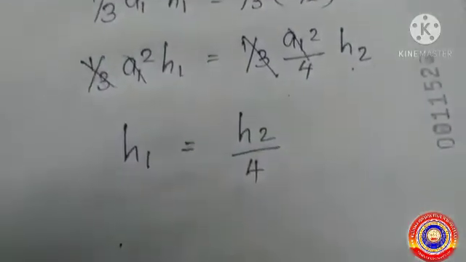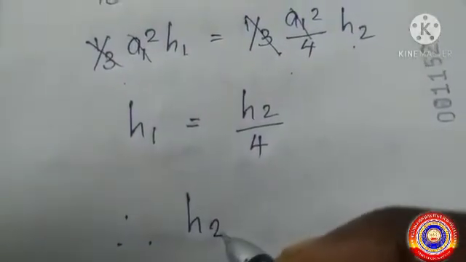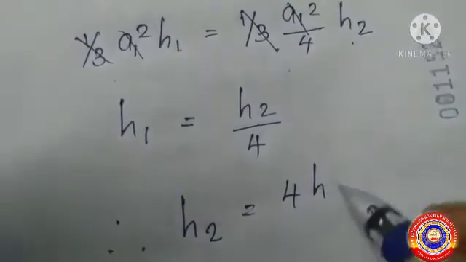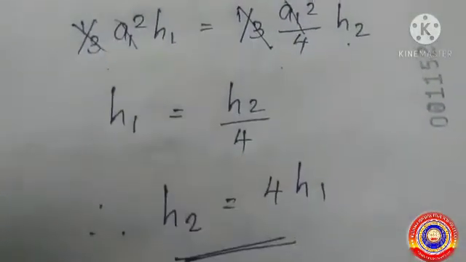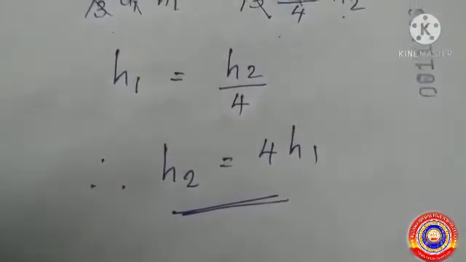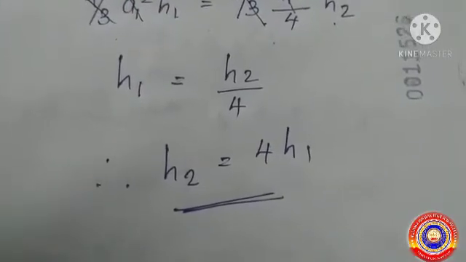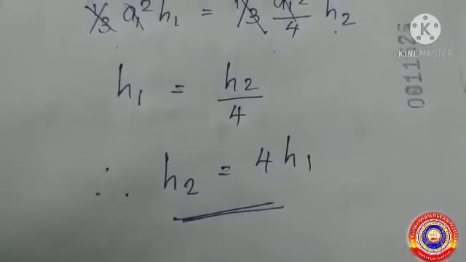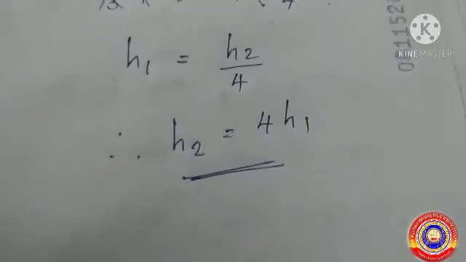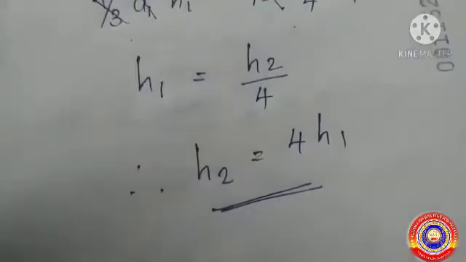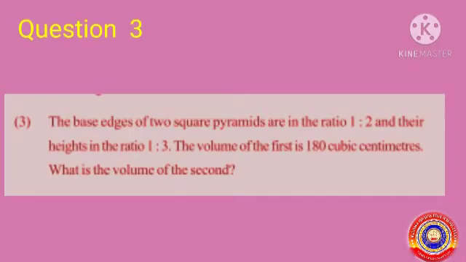From this we have to find the height of the second pyramid, that means H2. H2 equals 4H1. From this we can say that the height of the second pyramid is 4 times the height of the first pyramid. Next, question number 3.